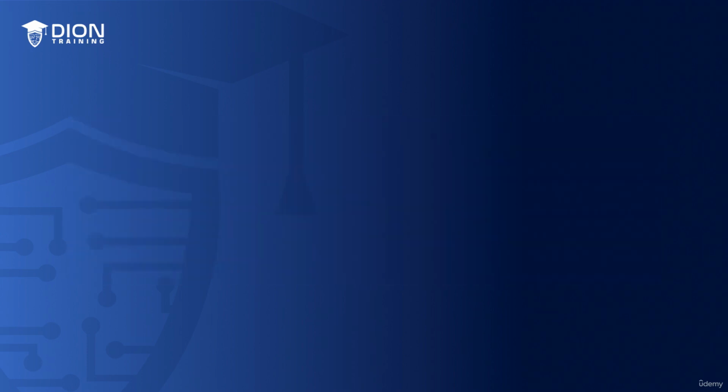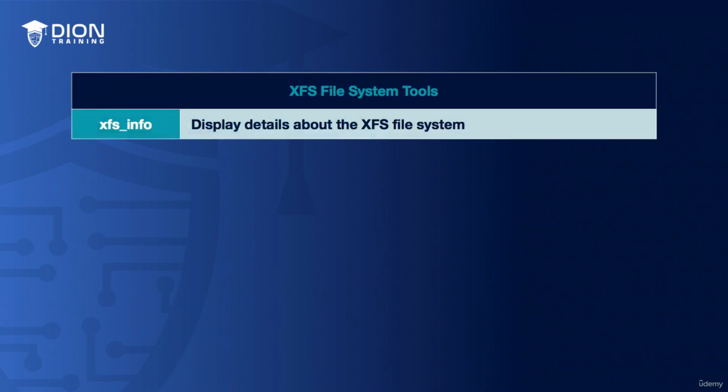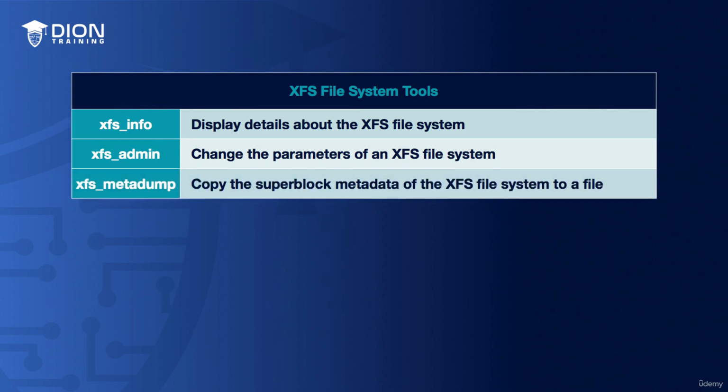Now, just like our ext file system types, there's also tools that allow you to work with xfs file system types. The xfs_info command is used to display details about the xfs file system, including its block information. The xfs_admin command is used to change the parameters of an xfs file system, including its label and its UUID. If you use xfs_metadump, it's going to be used to copy the superblock metadata of the xfs file system and put that in a file.